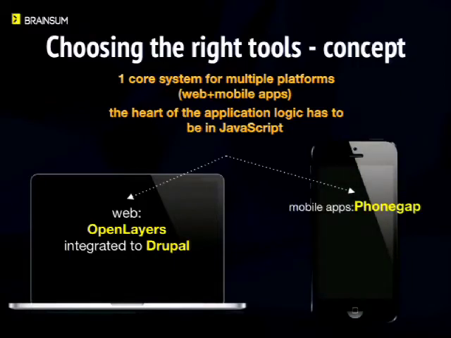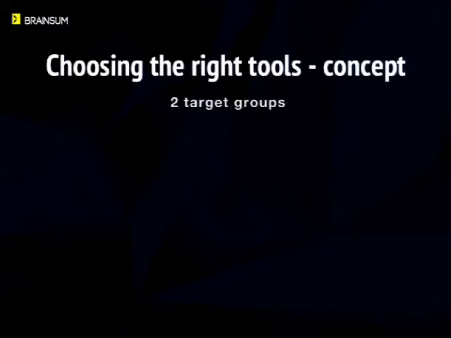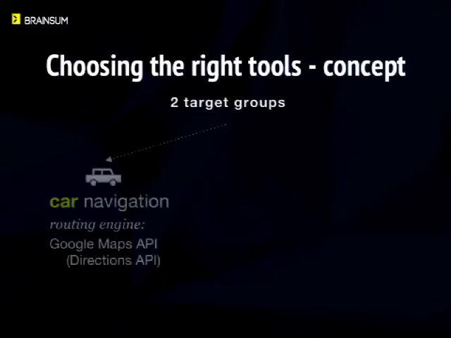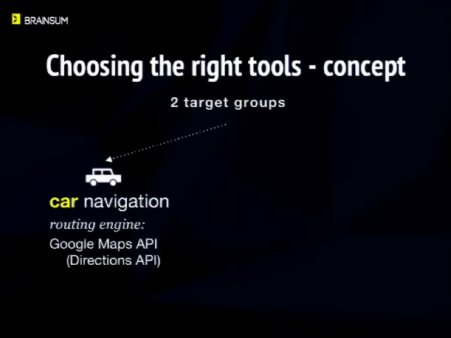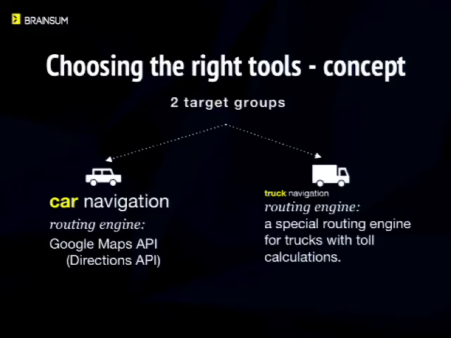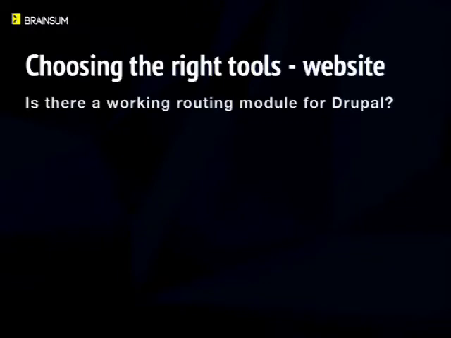And on the mobile phones, we are using PhoneGap. This is not our first project where we used PhoneGap, and it has already proved for us that it is working and this project is doable with it. Okay, as I said, the oil company, the client, has two main target groups, car drivers and truck drivers. So we had to implement or integrate two types of routing engine, because truck navigation is so different, and Google doesn't provide truck navigation features. And of course, there was the requirement for toll calculation too.